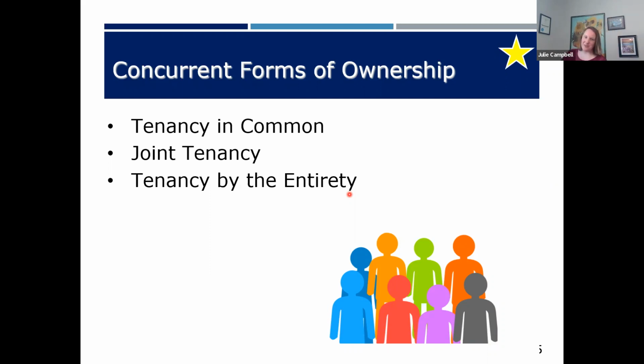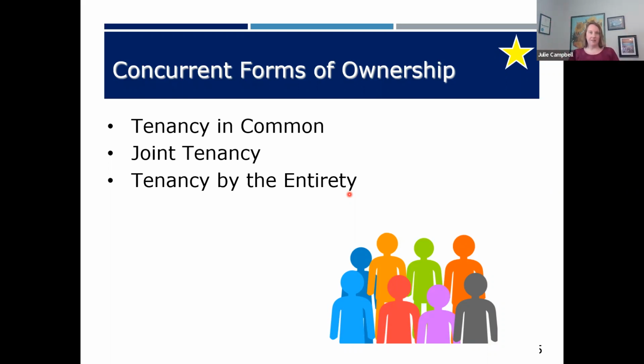There are 3 different types of concurrent forms of ownership. I do wish they went in Tenancy by the Entirety. I'll go ahead and tell you right now, it's for married people. Tenancy in Common and Joint Tenancy are for unmarried people. So at this point of the class, I get a lot of questions about what happens if we're married.